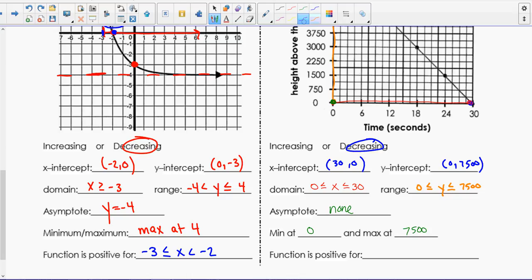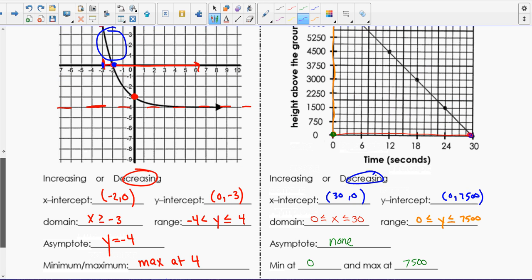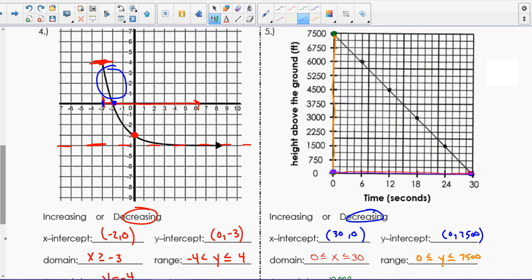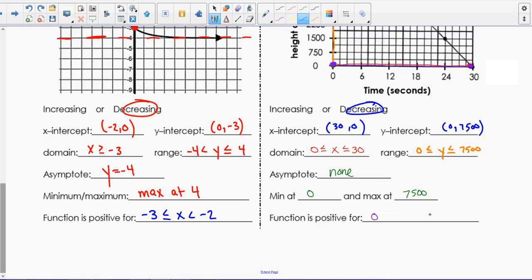Okay? My function is above the x-axis. Notice there's no arrows. My function is above the x-axis for x values from here all the way to here, but not at 30, because at 30 I'm not above, I'm on. So that means I want to say my function is positive from 0 to 30, talking about my x values. At 0, I am above, so equal to, but at 30, I'm not above, so just less than.